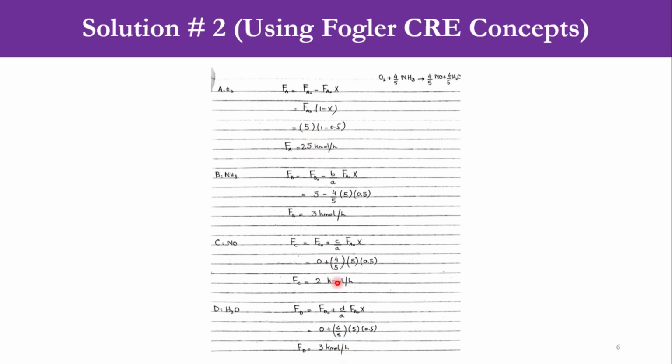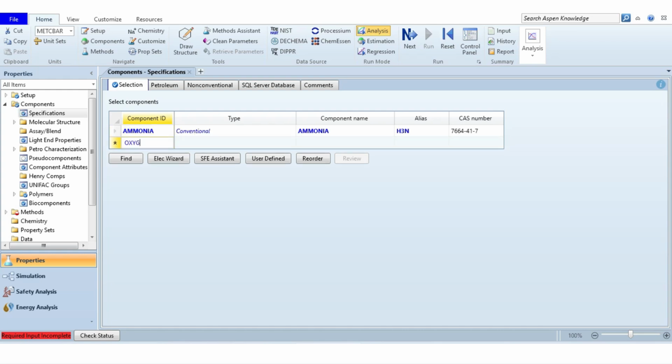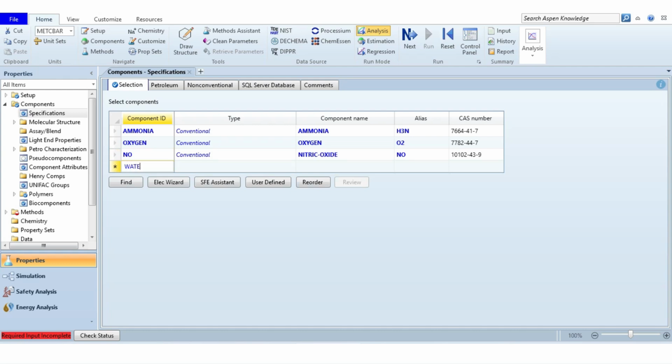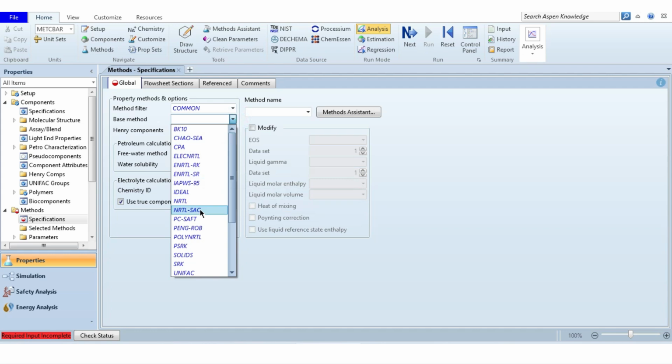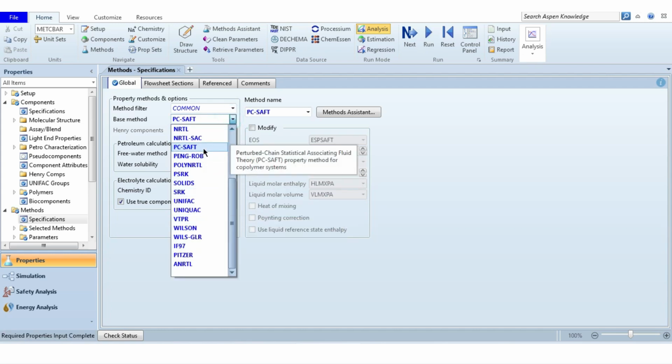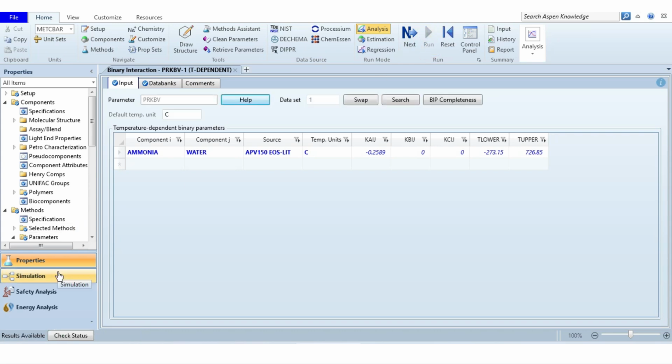Now you can see these answers are the same as we have calculated in solution number 1. Now we will go to Aspen Plus, add the components, add the property package, and use the stoichiometric reactor to simulate the process. So we will now come to the component selection part. First one is ammonia, then oxygen, NO, and water. Clicking on next, we will select the property package as Peng-Robinson, and then clicking on the run button, results are available.